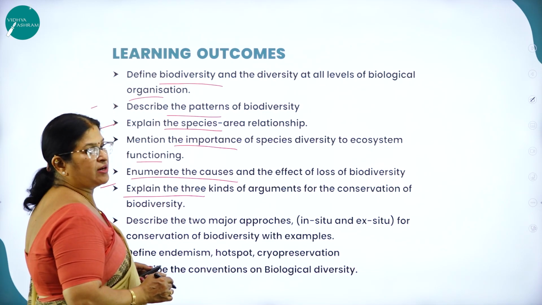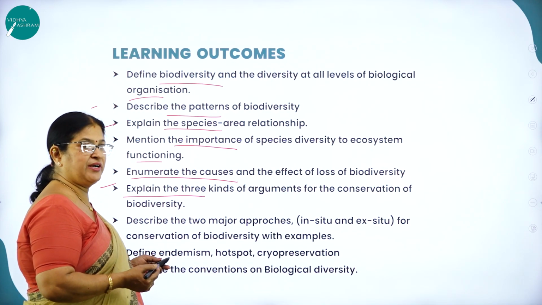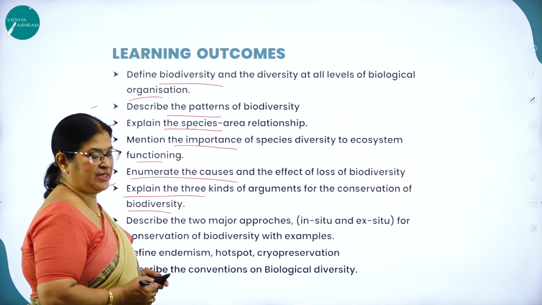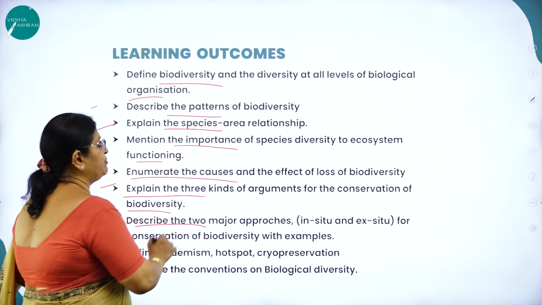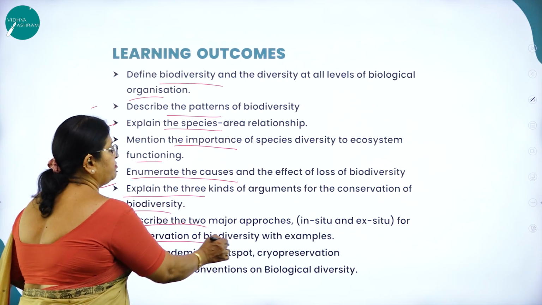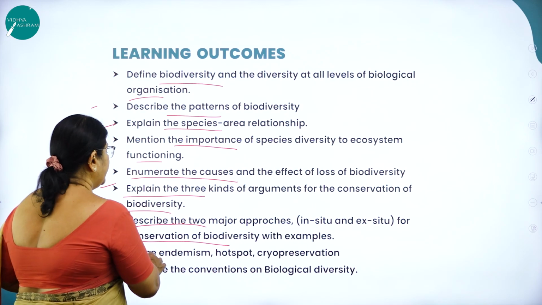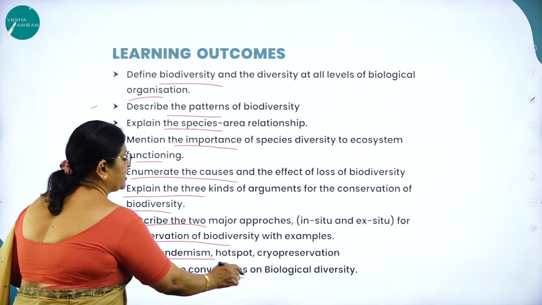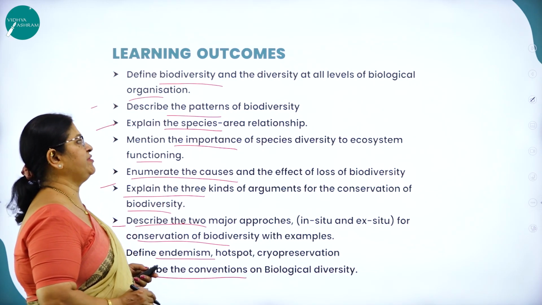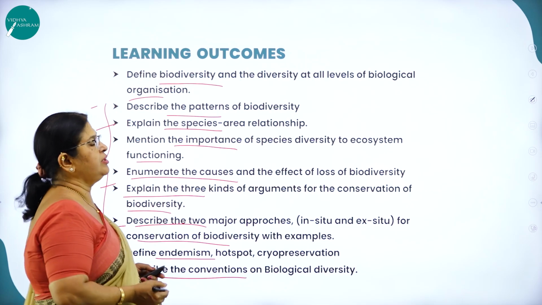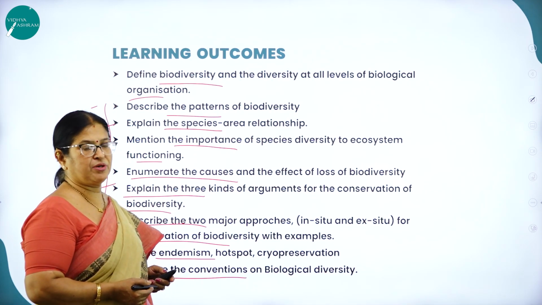Explain the 3 kinds of arguments, as already said: narrow utilitarian, broad utilitarian, and the third one that is called ethical. Next, describe the 2 major approaches, that is in situ and ex situ, for conservation of biodiversity with examples. Define endemism, hotspot and cryopreservation. Describe the conventions on biological diversity. All these are the important concepts you are going to learn at the end of this chapter called Biodiversity and Conservation.